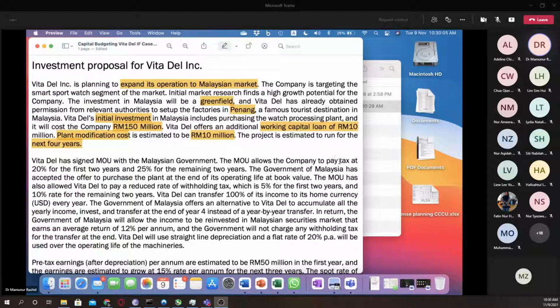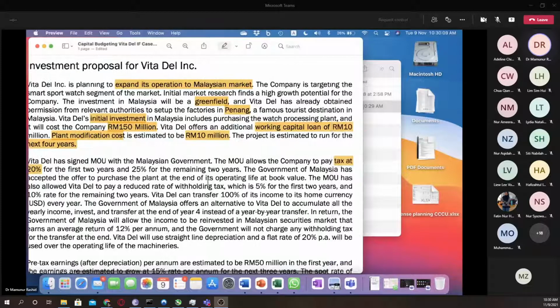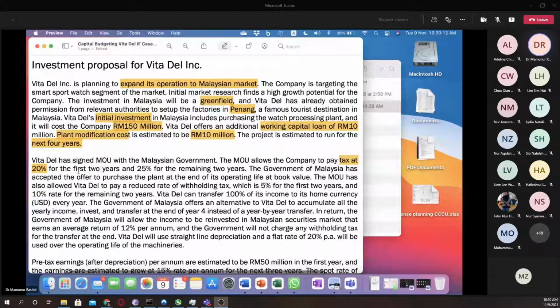So tax rate, the Malaysian tax rate is 20%. This tax rate is for the first 2 years, and 25% rate for the remaining 2 years. So you must be very careful. First 2 years, this company will pay 20%, 20%. Third and fourth year, they will pay 25%, 25%. The government of Malaysia has accepted the offer to purchase the plant at the end of its operating life at book value. Okay, at the end of year 4, Malaysian government will buy the project at book value.